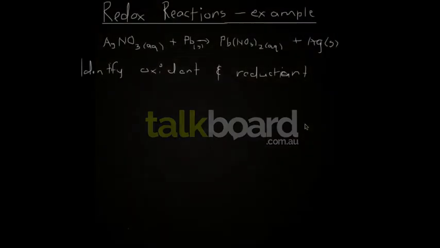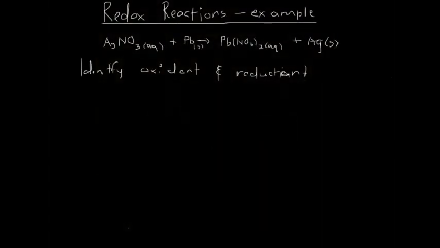So here we're going to look at an example where we're given an equation for a chemical reaction. We have to identify the oxidant and the reductant. What we know is that a redox reaction involves a change in oxidation numbers. So to identify what substance is oxidized and what substance is reduced, we're going to calculate the oxidation number of every element in the equation before and after the reaction has taken place.